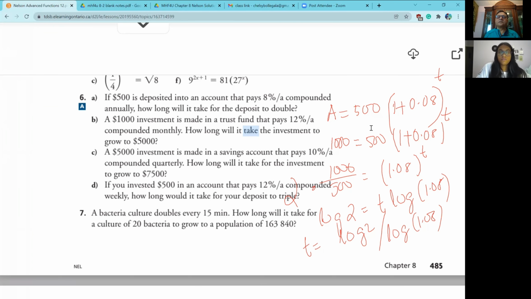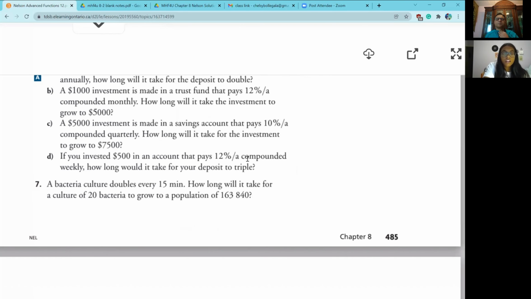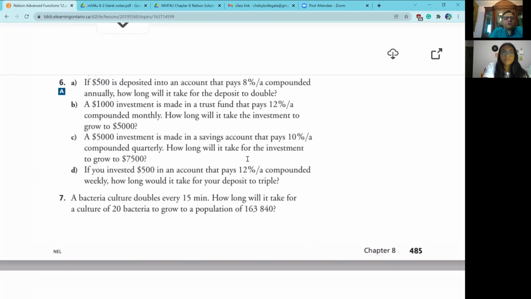So let's clear this and go to the next question, please. Should we do 6b or move on to 7? We'll go to 7. Those are a similar kind. Number 6, let me tell you one thing, let's see d, okay?